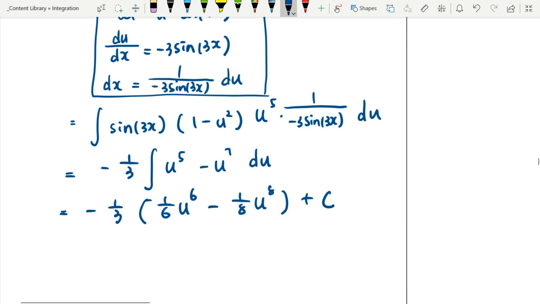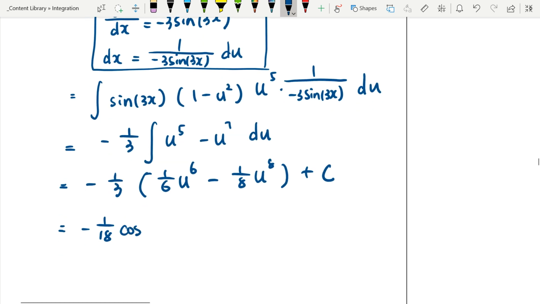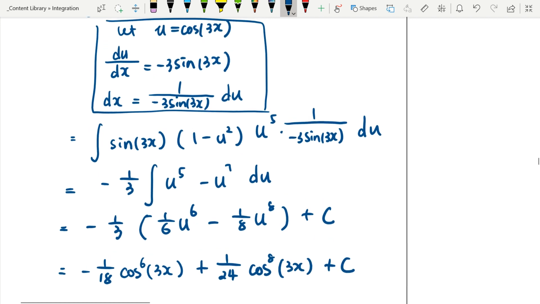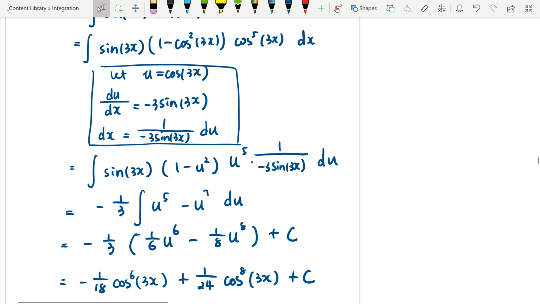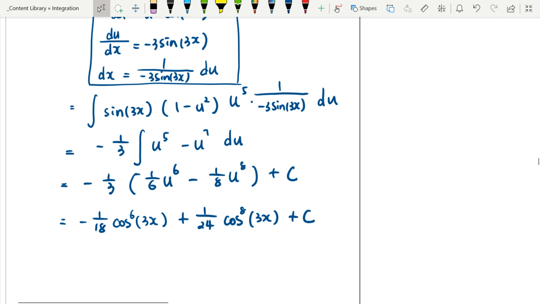If there's no value I need to substitute, you need to remember to replace that back by x. So that's minus 1 on 18, u is cosine to the power 6 of 3x, plus 1 on 24 cosine to the power 8 of 3x, plus c. Okay, just revise our substitution again. If this is a definite integral, there's a lower and upper bound, you need to change those values as well, because that means it's in terms of x. Now you need to change it in terms of u.